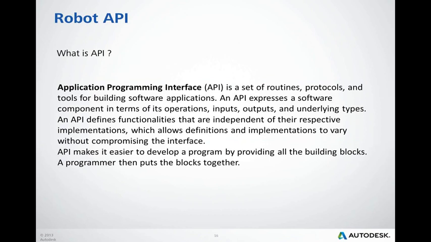Let's talk about Robot API. What's an API? API is an application programming interface, and this is a set of routines, protocols, and tools for building software applications. An API expresses a software component in terms of its operations, input, output, and underlying types. API makes it easier to develop a program providing all the building blocks. A programmer then puts the blocks together. Robot has API implemented, so it's easy to get third-party add-in or application connected with it.